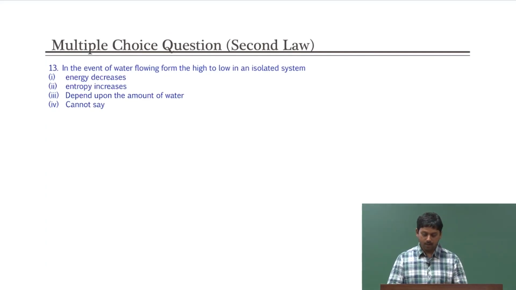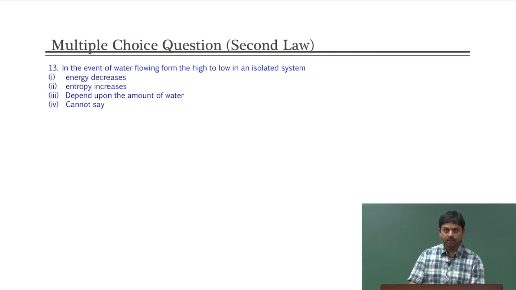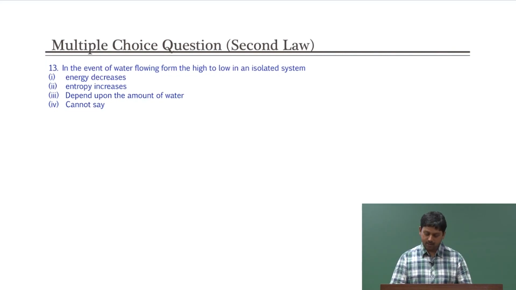Question 13: in the event of water flowing from high to low in an isolated system, what will happen? In an isolated system, remember that is the key. Energy decreases? No, it is not possible because it is an isolated system. So, energy is conserved. Entropy increases, we will come back to that. Depends upon the amount of water? No, cannot say. Whenever water flows from high to low in an isolated system, it is a very spontaneous process.